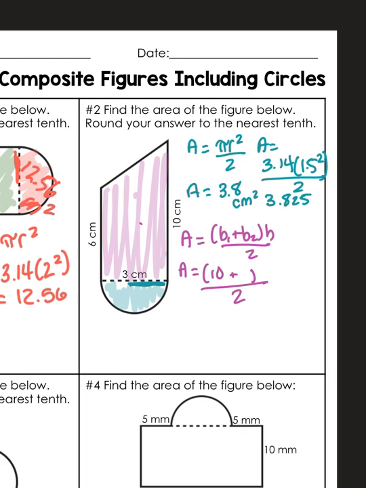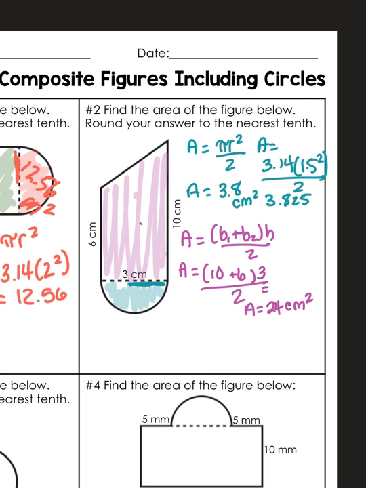I'm going to go ahead and just fill this in. And then my other base is this right here. That's going to be 6. And then times my height, this is how tall it is, if I'm looking at it from the other direction. So that's going to be 3. So 10 plus 6 is 16. So then I'm going to do 16 times 3 divided by 2. And that's going to get me area equals 24 centimeters squared. Now, am I done?